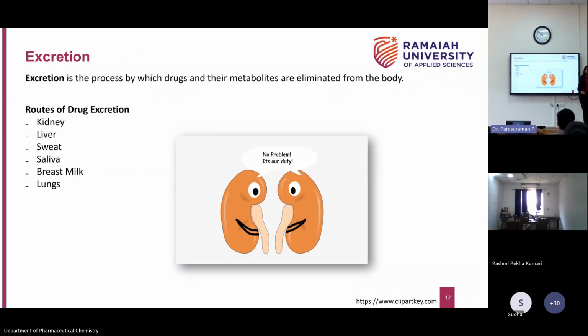So once the drug is metabolized, what happens? It goes to several, like it goes to the kidney. Some drugs are excreted from the liver, then some are excreted from the sweat, saliva, even the breast milk and lung. And mainly more drugs are excreted from the kidneys.